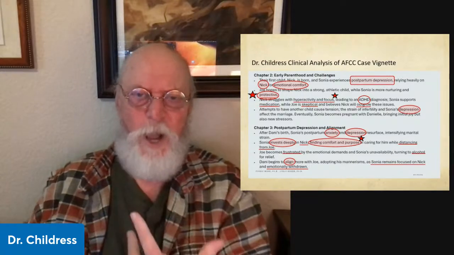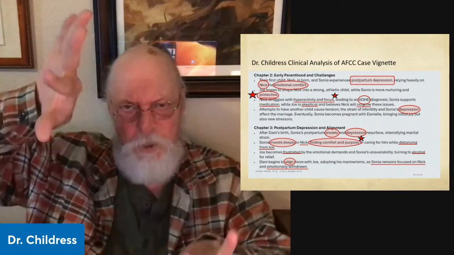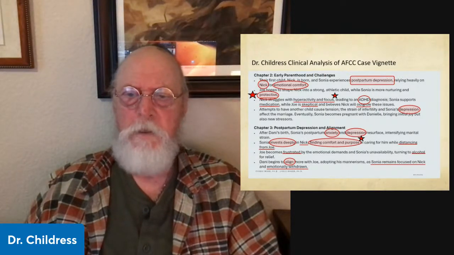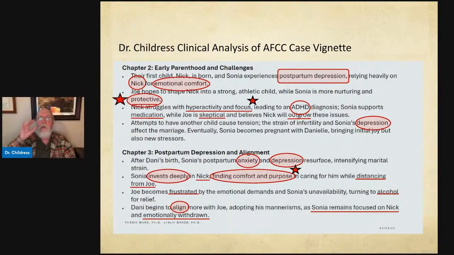The dad's not understanding of the child's vulnerabilities, and it puts the dad in this role of being overly harsh and not sufficiently understanding of the children. And interesting, a lot of children do outgrow ADHD. It's a developmental lag hypothesis, but we'll get into that some other time. Attempts to have another child cause tension. The strains of infertility and Sonia's depression affect the marriage, and so the postpartum depression apparently has extended past postpartum and is affecting the marriage.